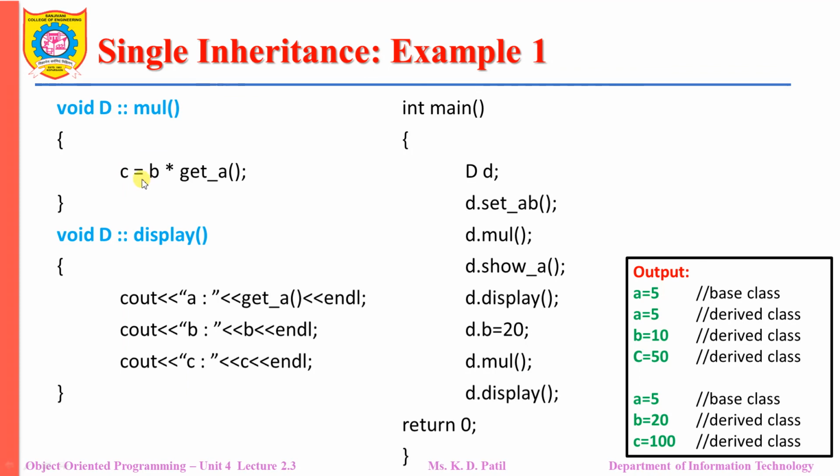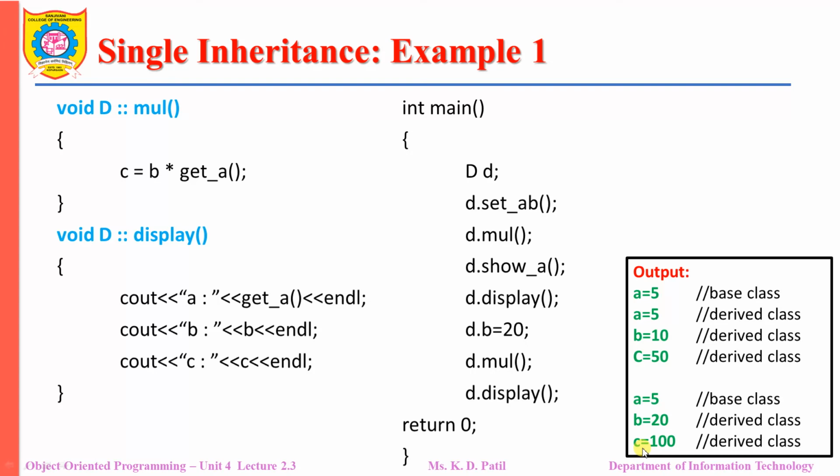Through that multiplication, now here B is equal to 20 and A is equal to 5, so 20 multiplied by 5, we will get the result as 100. So when we call the display function at the end, we will get the value of A as 5, B as 20, as we have set the value of B as 20. And after the multiplication we will get the value 100, which will be stored in variable C.